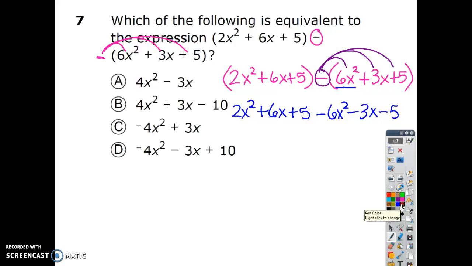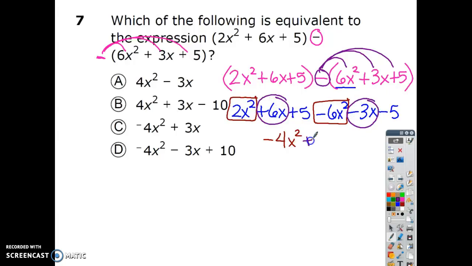So let's start with the highest degree. 2x squared minus 6x squared. What did you guys get? Negative 4x squared. And then we're going to do 6x minus 3x, positive 3x. And then what about these two? They cancel out. It gives you 0. So you don't even have to write it down. You can cancel the 5 and the negative 5. So your answer is C. Okay? You guys need to do the same thing for problem number 8.